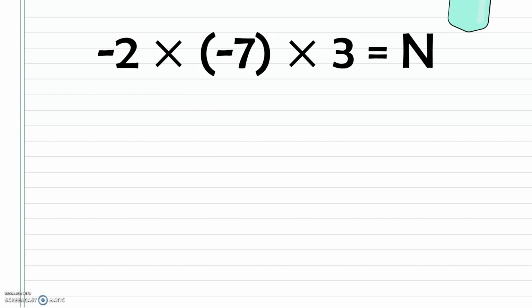Now, how about if we have three factors? Okay, so the rule is just the same. We multiply the numbers. First, we multiply negative 2 and negative 7, and that will give us 14. Then we still have to multiply it by 3, and 14 times 3 will give us 42. Okay, so 2 times 7 times 3 is equal to 42.